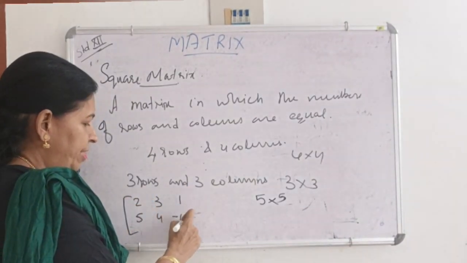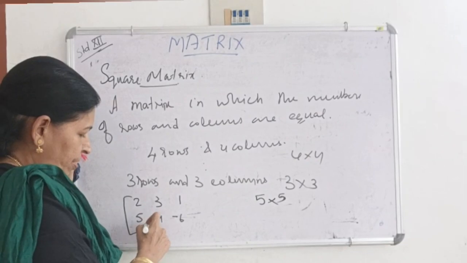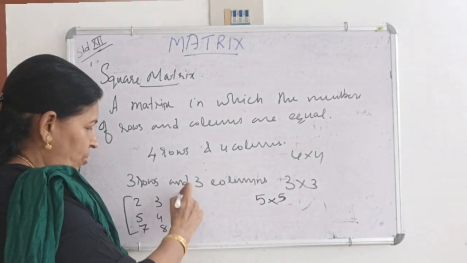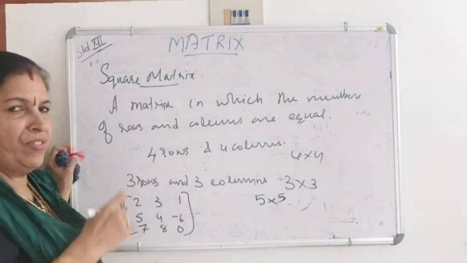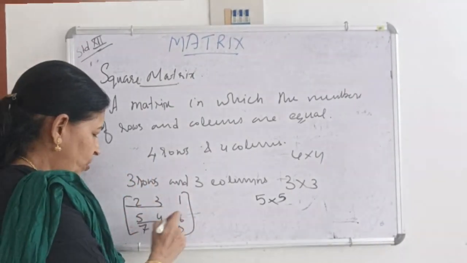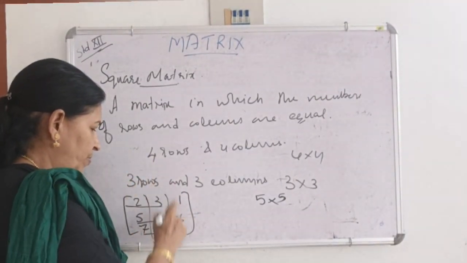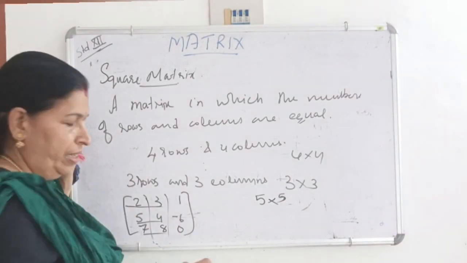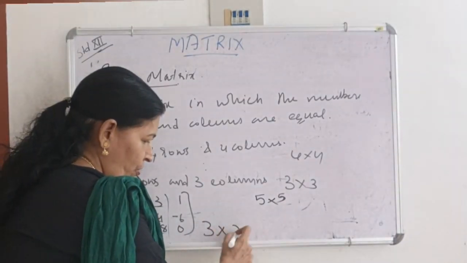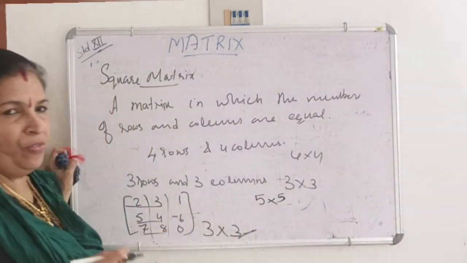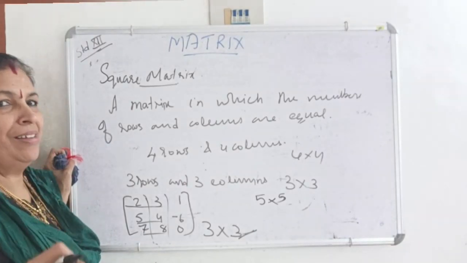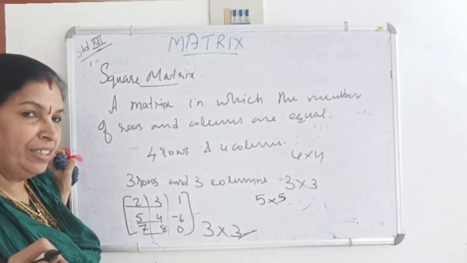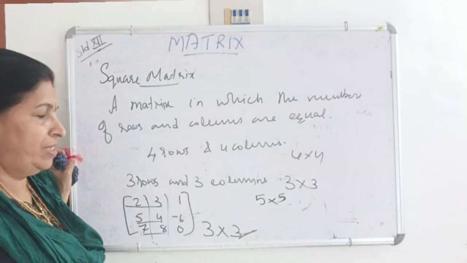Example: 2, 3, 1; 5, 4, -6; 7, 8, 0. This is a square matrix in which there are 3 rows and 3 columns. That is, the number of rows is equal to the number of columns. A matrix in which the number of rows and number of columns are equal is known as a square matrix.